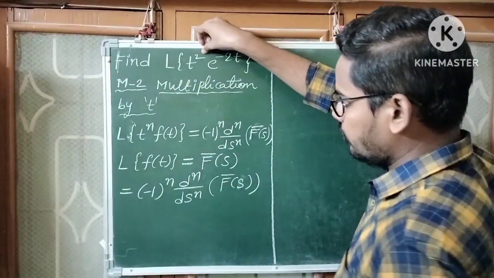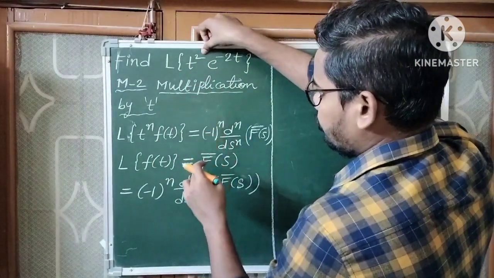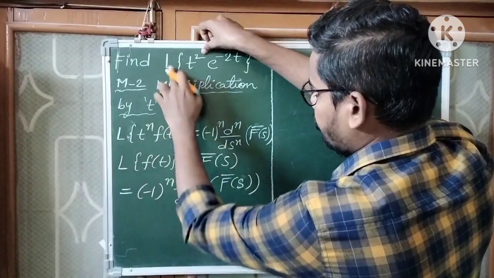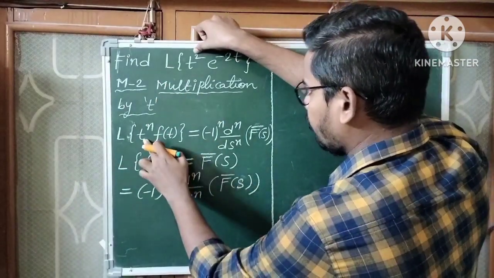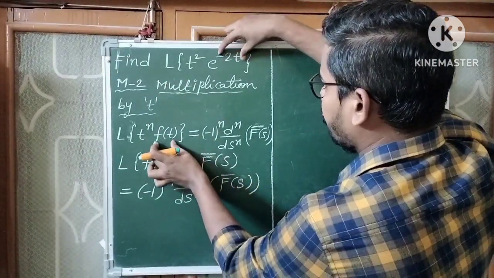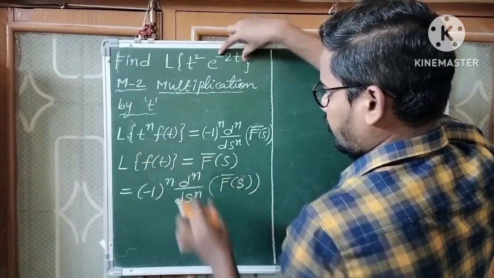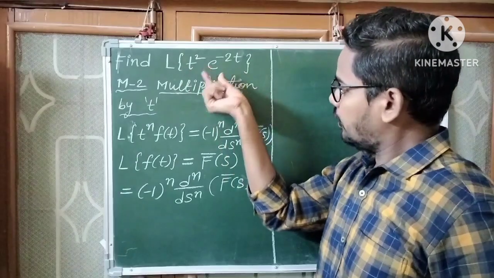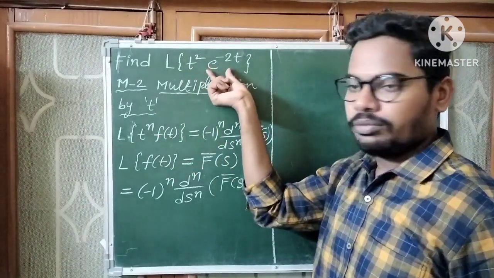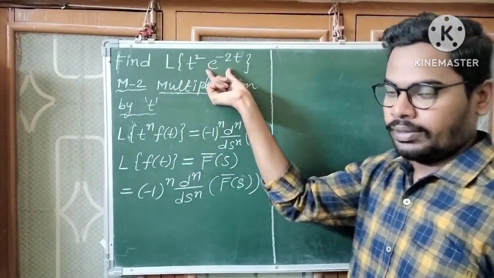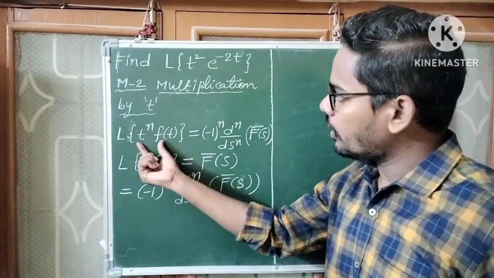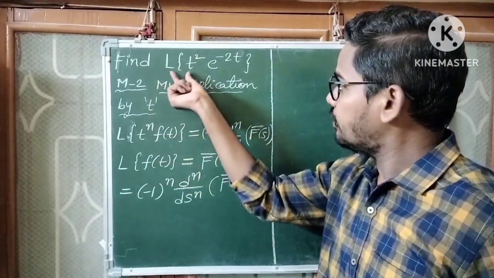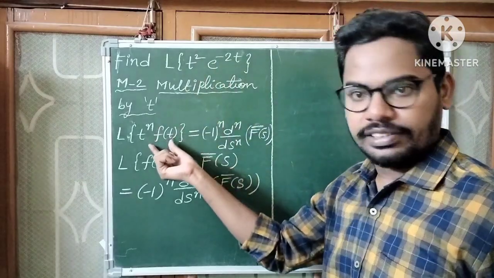Now compare these two expressions. The Laplace transform of t power n, in place of f of t, we have e power minus 2t. In place of t power n here we have t square, and in place of f of t here we have the function e power minus 2t. So we have the product of t square and e power minus 2t, and we can apply this formula.